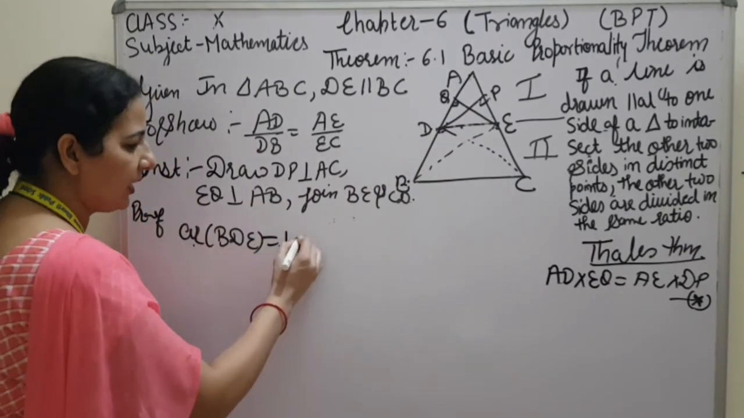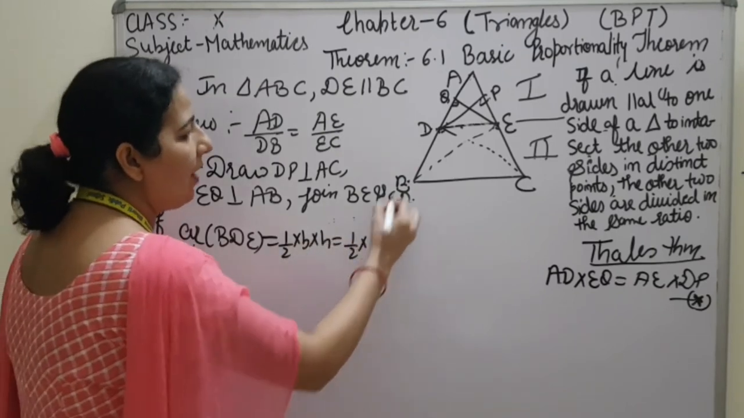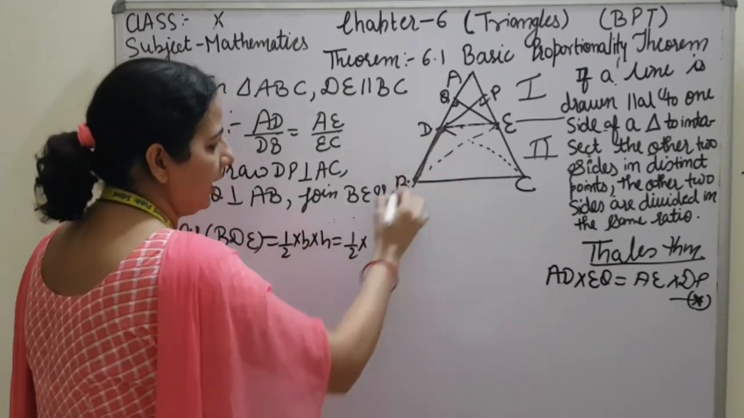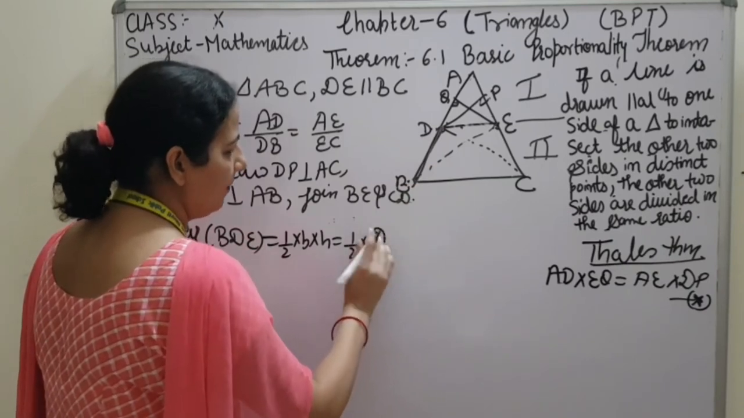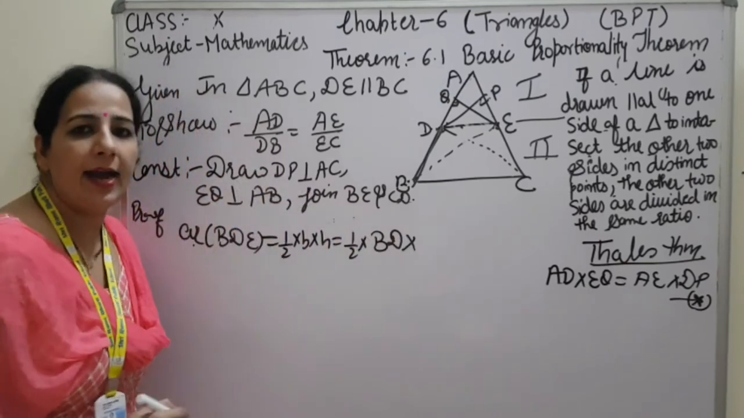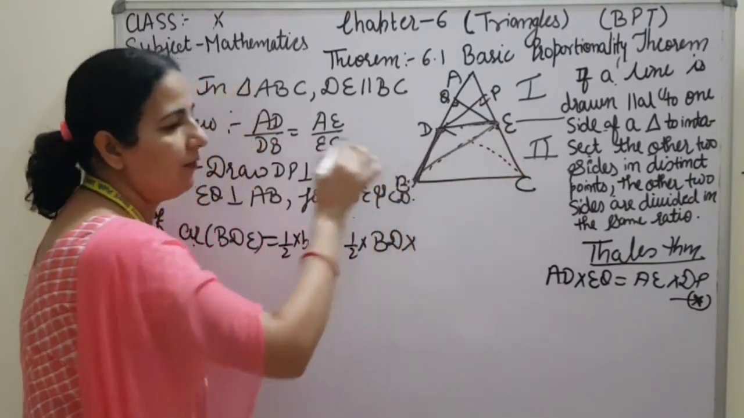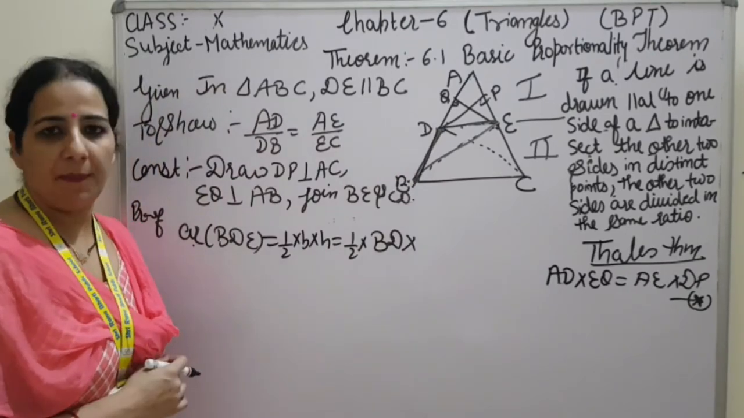It will be again the same, half into base into height, half into. I will choose the base as this one, BD. I have taken BD here. Now I think you are all wondering what the height will be then. Nothing is perpendicular in this triangle. Yes, I also agree with you. No side is perpendicular here.